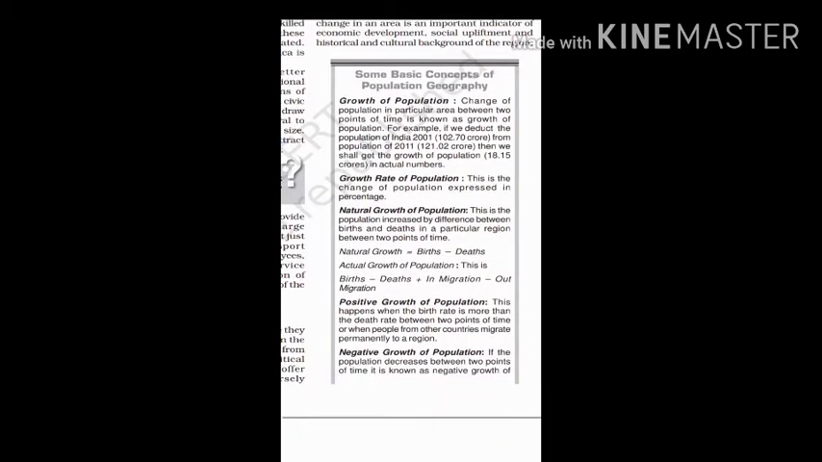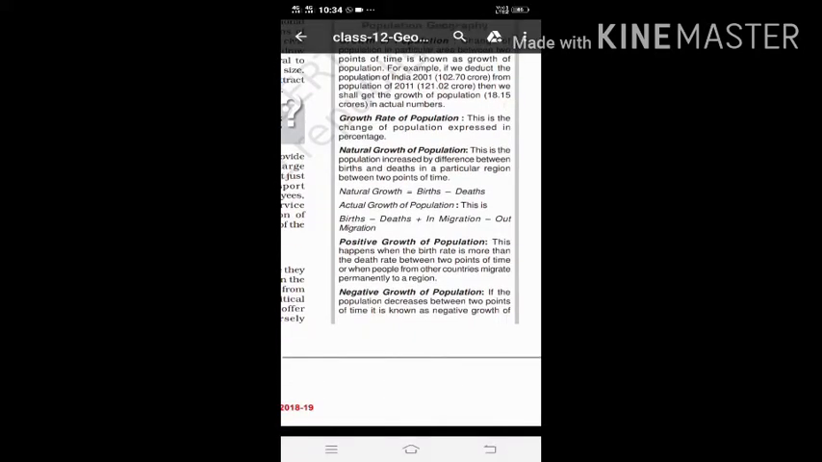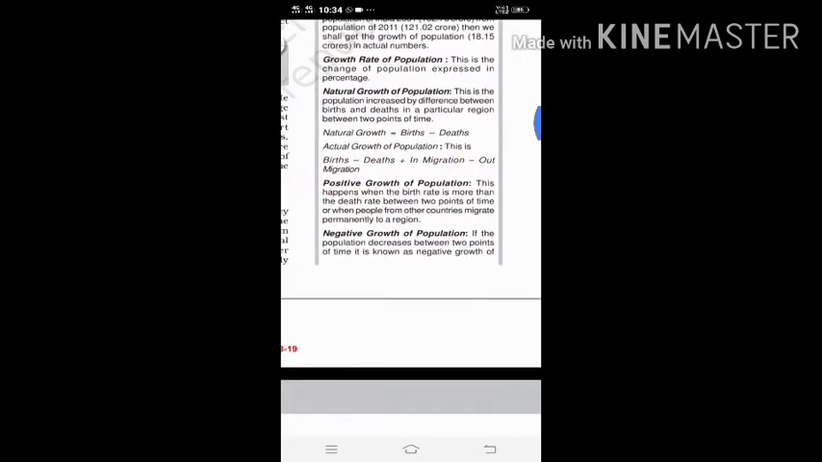Now here are some of the definitions you need to know. First is growth of population. What is it? I have told you that change of population in a particular area between 2 points of time is known as the growth of population. Now, growth rate of population. What is it? It is simply the change of population expressed in percentage. I hope you have understood it because there is nothing to explain here.